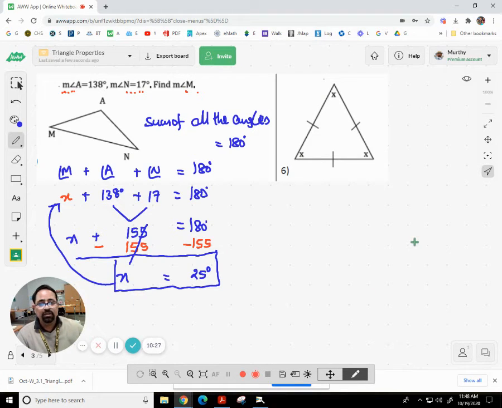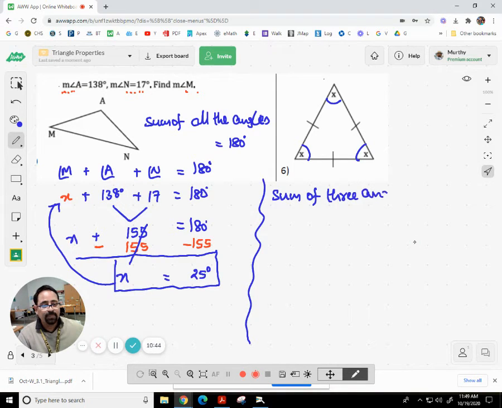One more question. The next one here, each angle is given as x. So let me not forget to write the formula. In a triangle, the sum of three angles equals 180 degrees. Therefore, x plus x plus x equals 180 degrees. If there is no coefficient, you can take 1.